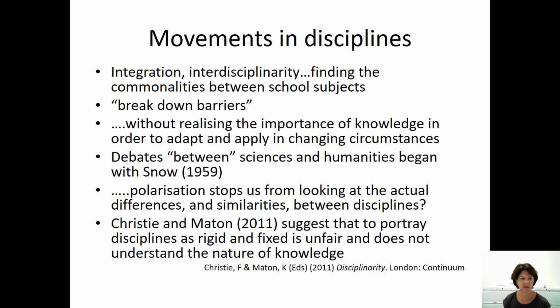And in fact, Christie and Maitland would suggest that to portray the disciplines as rigid and fixed and only that way of doing things is probably a little unfair, and it doesn't understand the nature of knowledge itself and how we create knowledge. So there may be a mathematical way of looking at the world, but it doesn't preclude us from getting to maths in other ways as well. Just as English might have a particular way it understands the world and understands knowledge, that doesn't preclude us from using other ways of getting there as well.